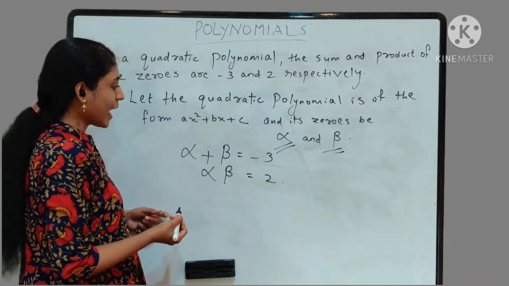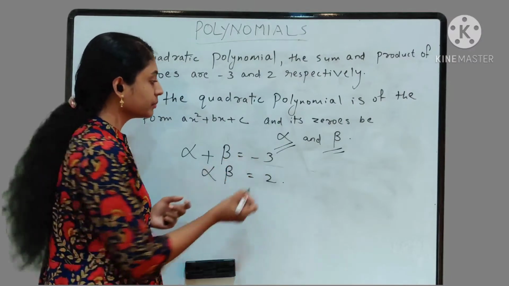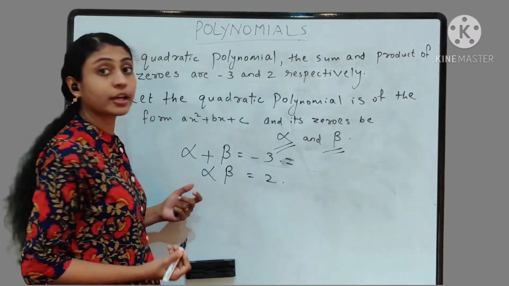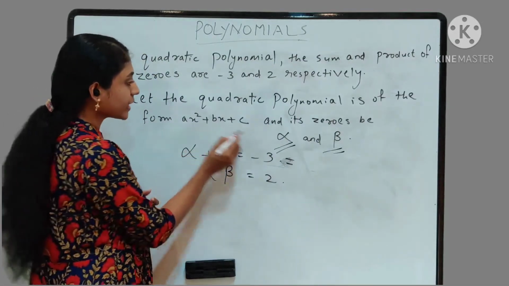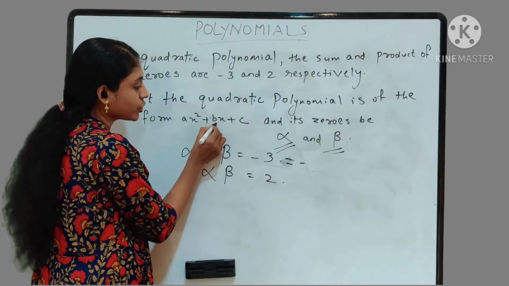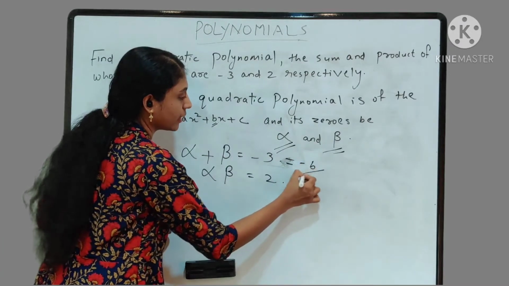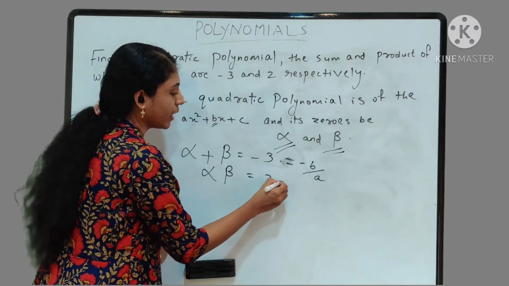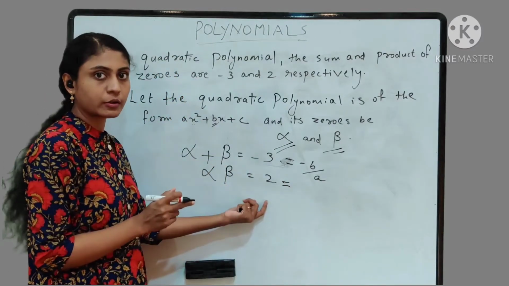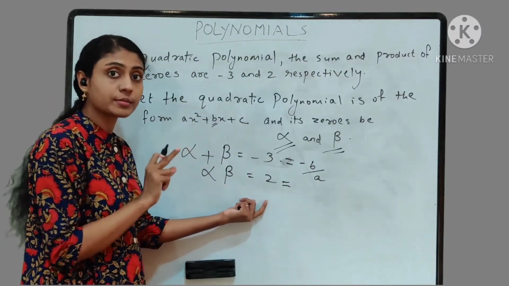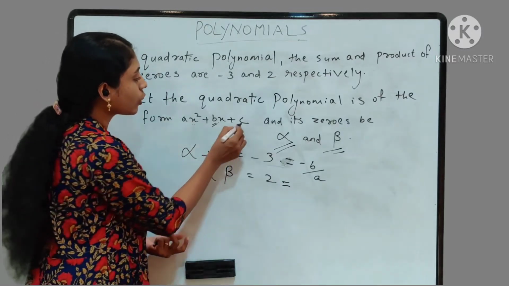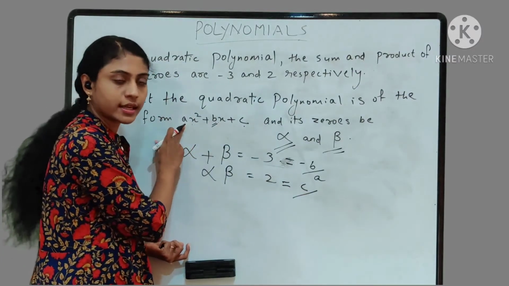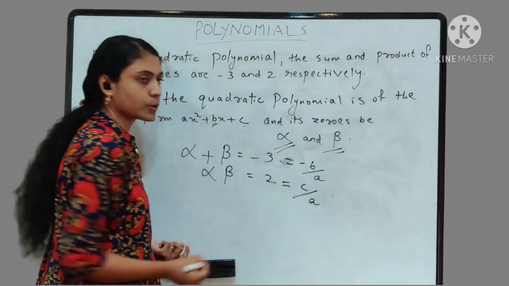Got it? And what is this minus 3? It is negative of coefficient of x divided by coefficient of x square, right? So negative of coefficient of x, which is b, minus b divided by coefficient of x square, which is a, minus b by a. And alpha beta, which is equal to 2, is nothing but the constant term divided by the coefficient of x square. Constant term is c, divided by coefficient of x square, which is a, so it equals c by a.